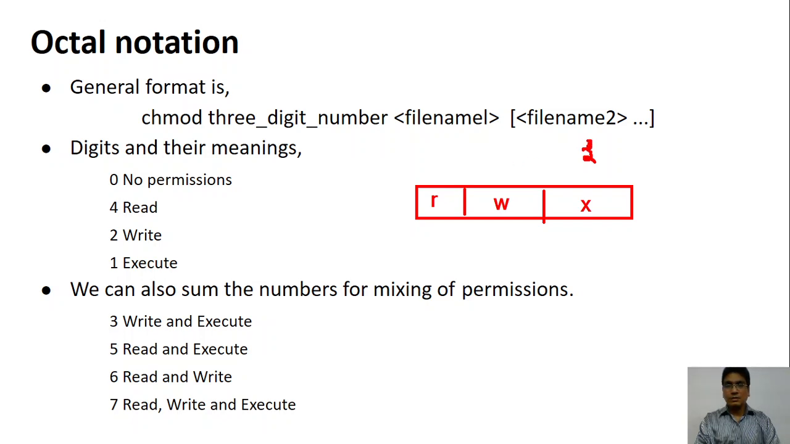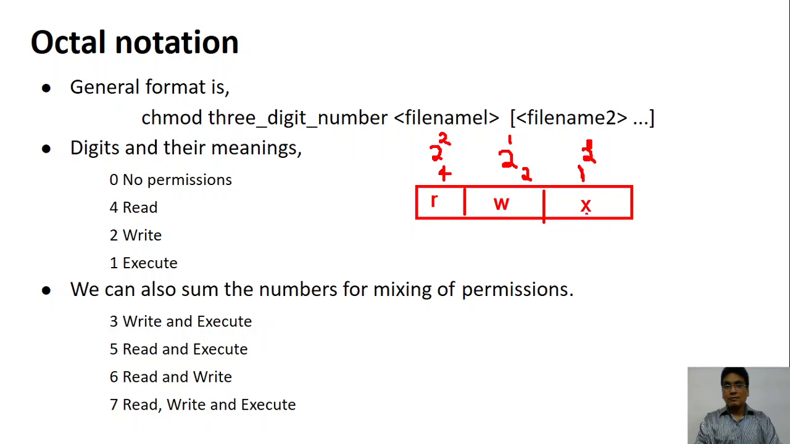2 to the power 0, the next one is 2 to the power 1, and the next one is 2 to the power 2. What is 2 to the power 2? It is 4. You are all familiar. 2 to the power 1 is 2. What is 2 to the power 0? Is it 1 or 0? It is 1.